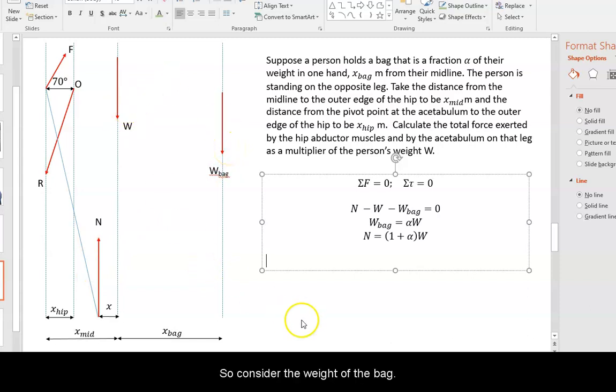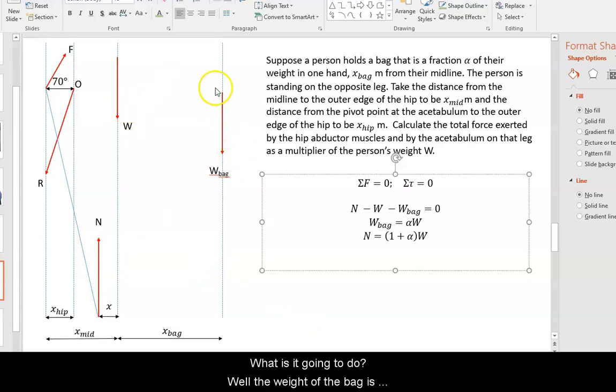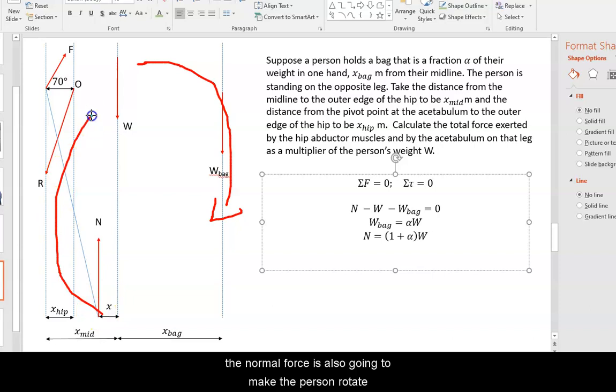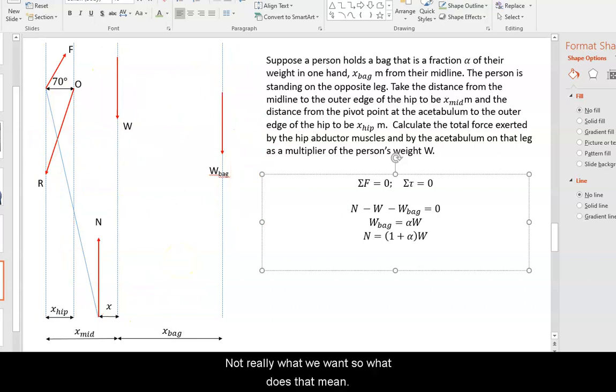All right, so consider the weight of the bag. What is it going to do? Well, the weight of the bag is going to make the person rotate this way. That's what the weight of the bag is going to do. And the way I've drawn it here, the normal force is also going to make the person rotate that way. And so if you were actually standing as I've drawn here, you fall over. Not really what we want.